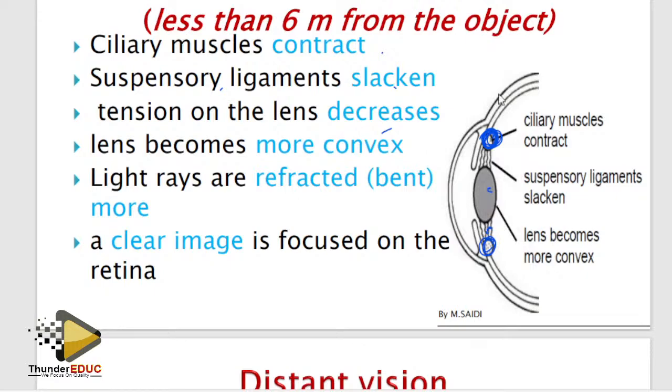Guys, these two work antagonistically. If the ciliary muscles contract, the suspensory ligament relaxes. You see them that they are relaxed.